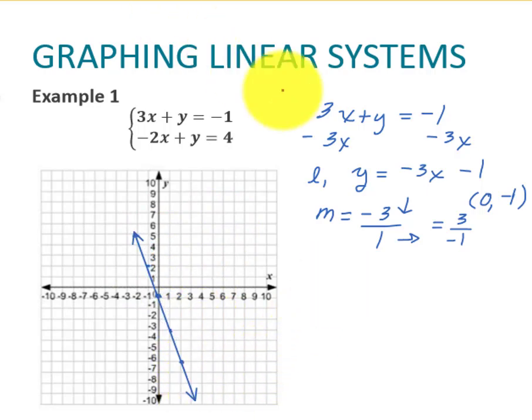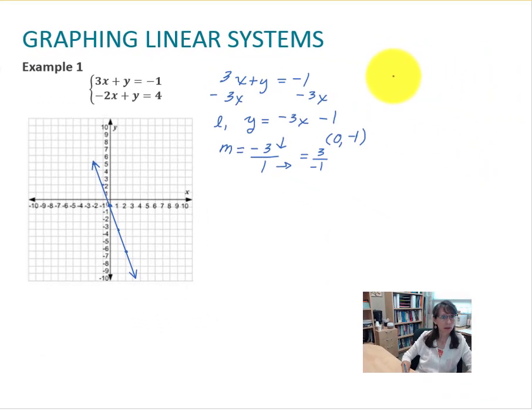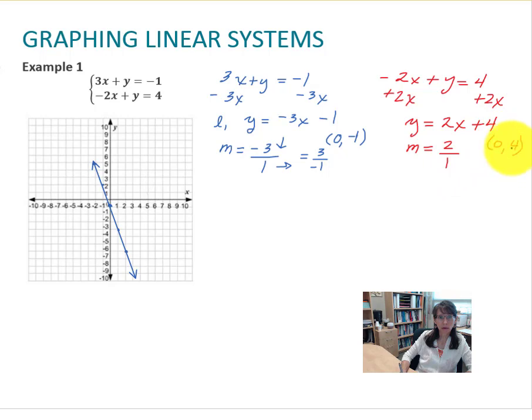And now we'll go to line 2. We had -2x plus y equals 4. To isolate y, it looks like we need to add 2x to both sides of the equation to get y equals 2x plus 4. This time my slope is +2, so we'll write that as 2 over 1, so we have a rise and a run. And the y-intercept is 0, 4.